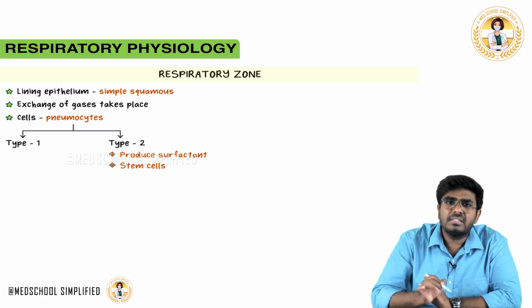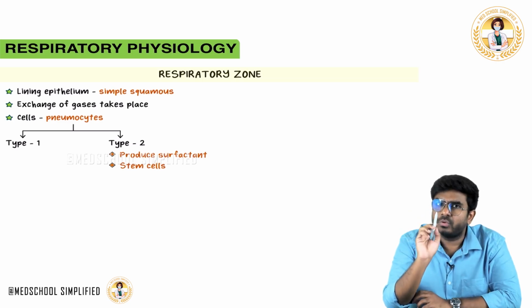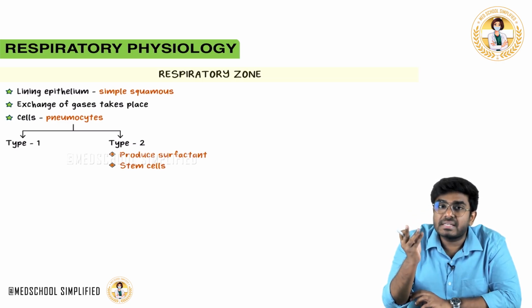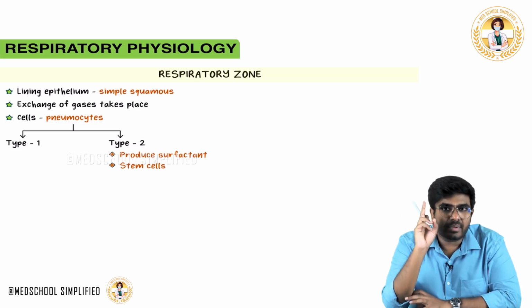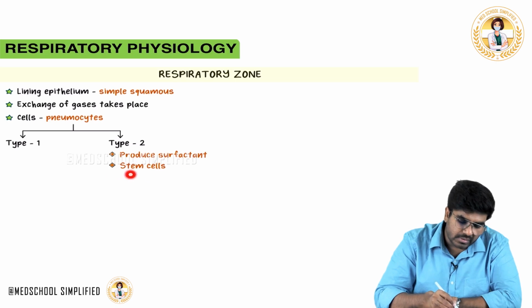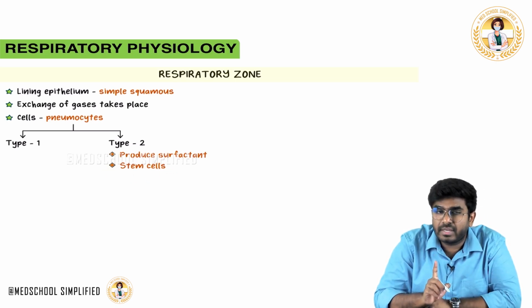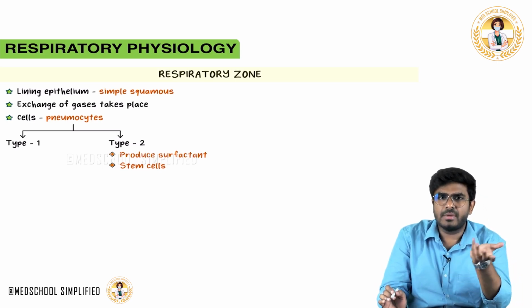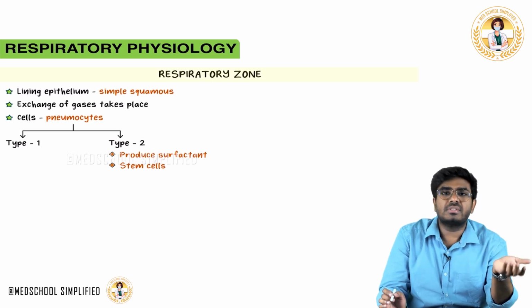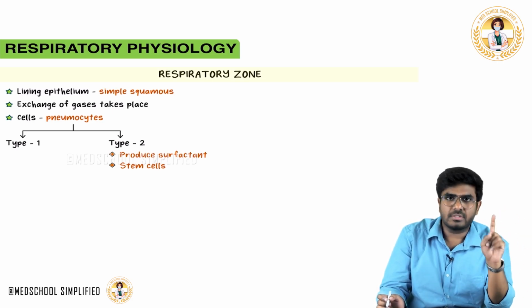They are the stem cells. Just try to recollect that in the conducting zone there are two important stem cells, the basal cell and the Clara cell. Now, in the respiratory zone, the type 2 pneumocytes are considered stem cells. Very, very important. Whenever there is damage to type 1 pneumocytes, the type 2 pneumocytes will divide and replace the damaged type 1 pneumocytes.